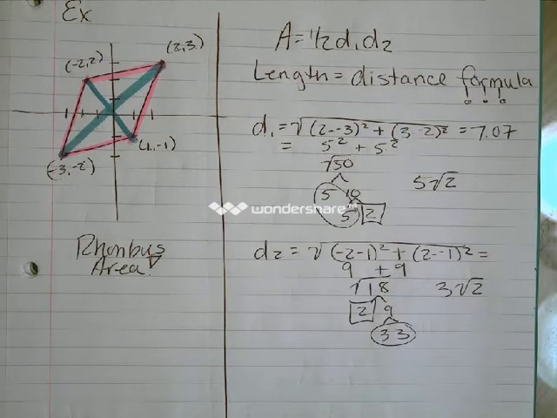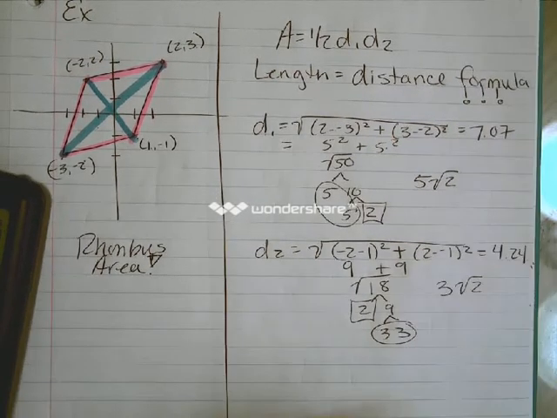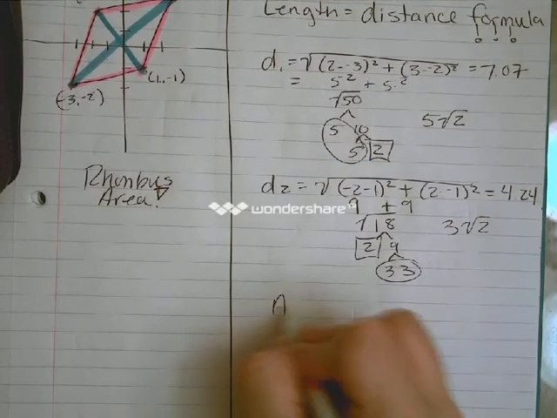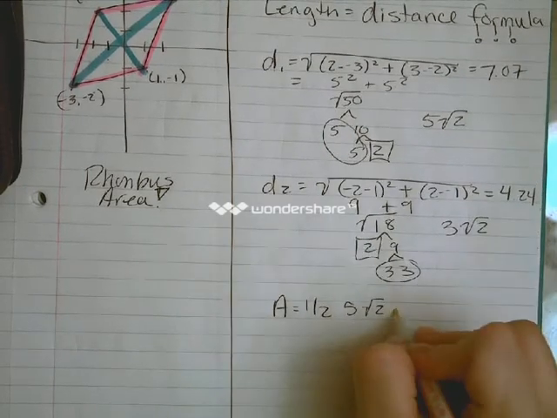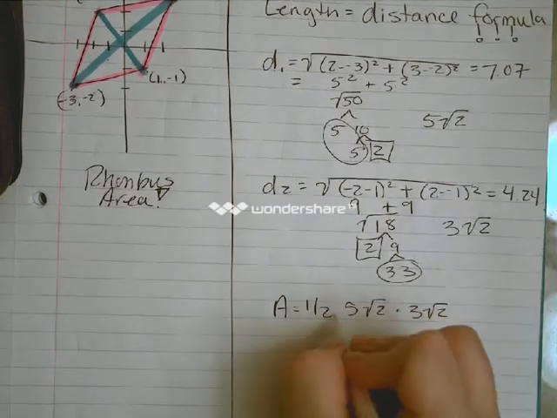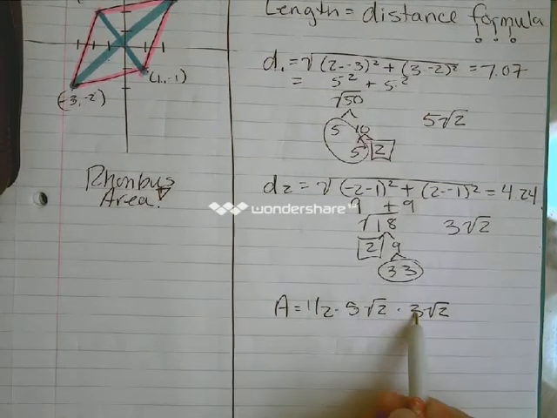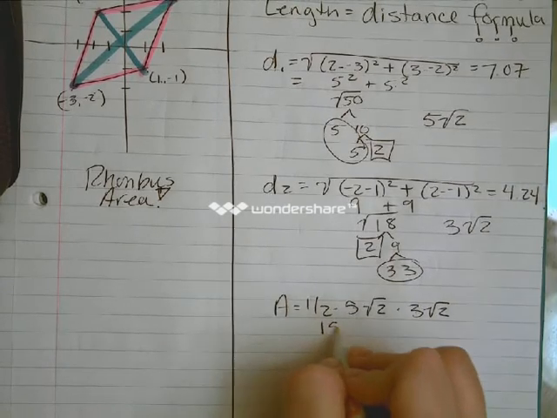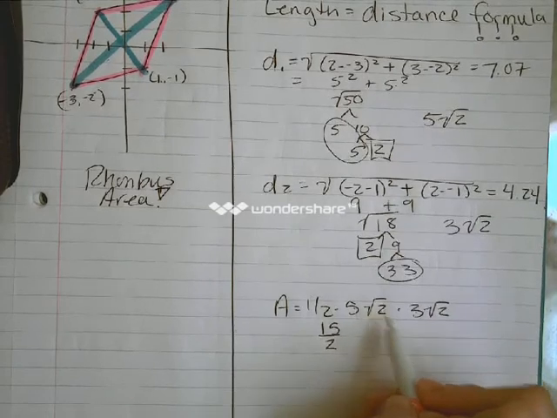Now we have enough information to plug into the formula. 5 square root 2 times 3 square root 2. Again, you multiply the stuff on the outside. So we have 3 times 5, which is 15, divided by 2. I'm just going to leave that 15 divided by 2 for a second. Because if you realize, square root of 2 times square root of 2 equals 2, right? The 2's cancel, and all you're left with is 15.